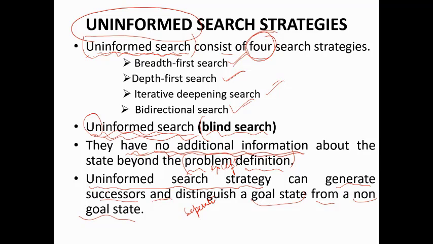The second thing is that an uninformed search strategy generates successors and separates the goal state from non-goal states. It always generates successors one by one: what will be the next state, what will be the next step? Let's say we start from here and we don't know anything, so we just go step by step, like this way. These are the successors that are built by the uninformed search.